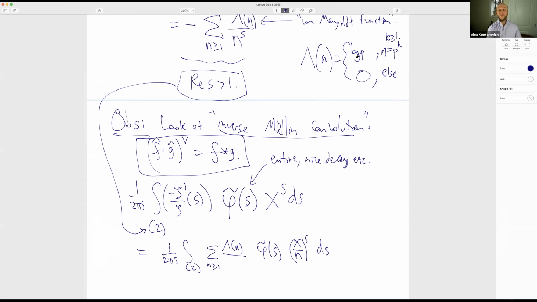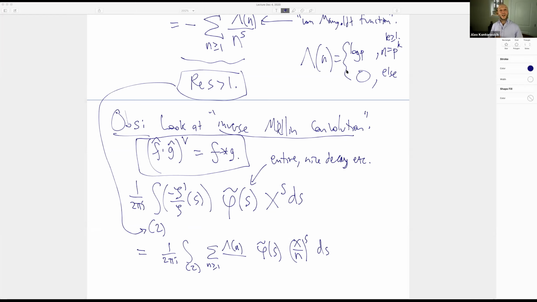It's not a character because it's not multiplicative. If I take n1 times n2, it just doesn't work. A, it doesn't have absolute value 1. B, it's not a homomorphism. It's just some weird function. But it's exactly this weird function that will capture the primes for us.